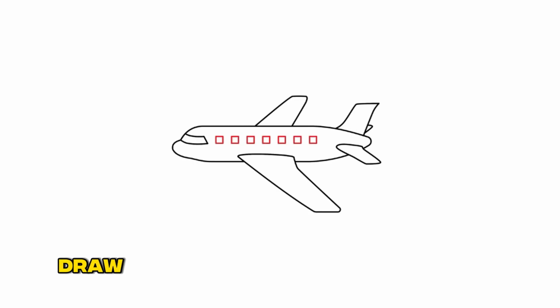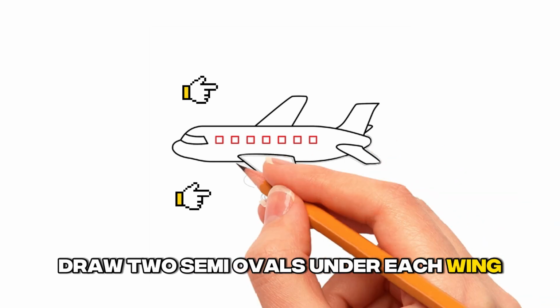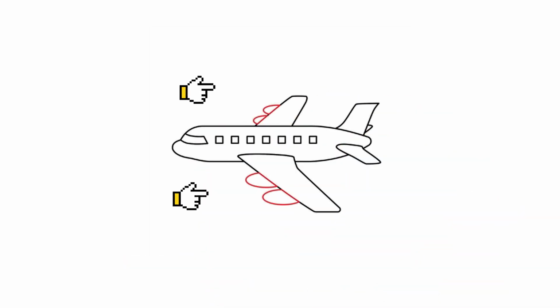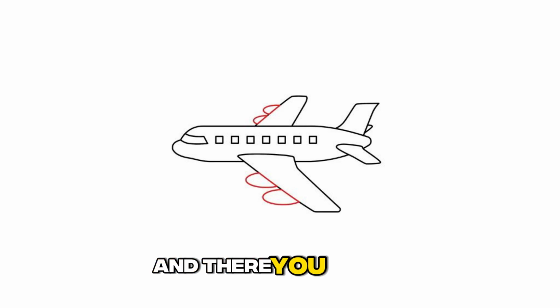Step 6. Drawing the jet engines. Draw 2 semi-ovals under each wing. These are the jet engines. Smaller ones for the right wing, and there you have it.